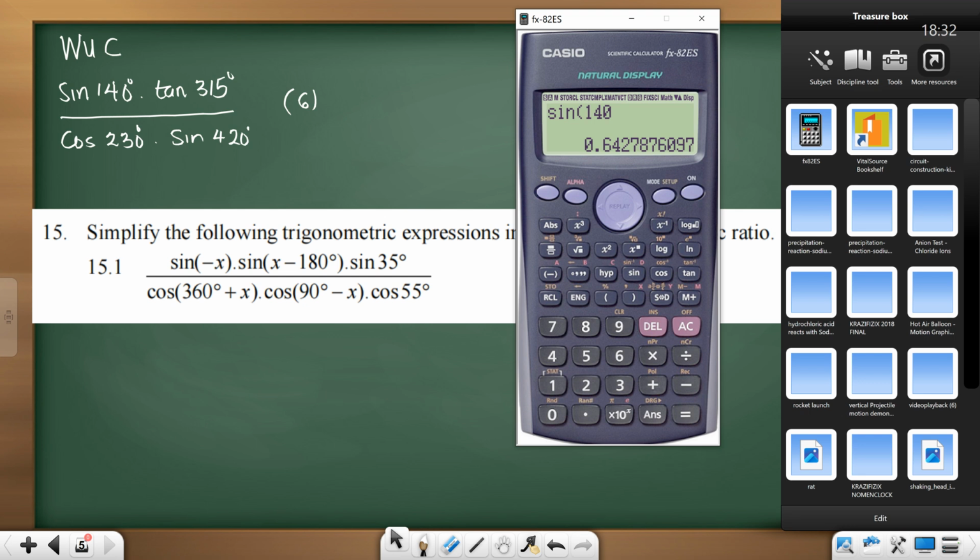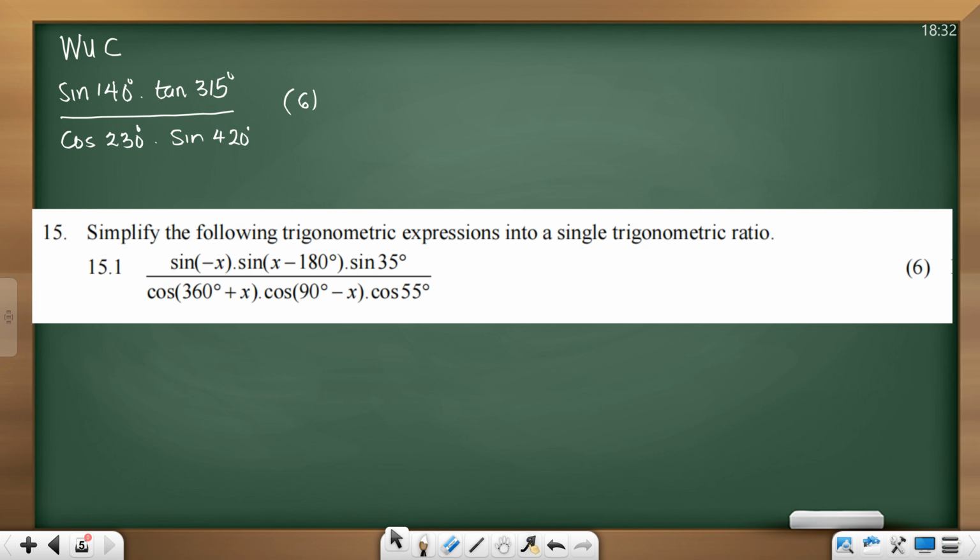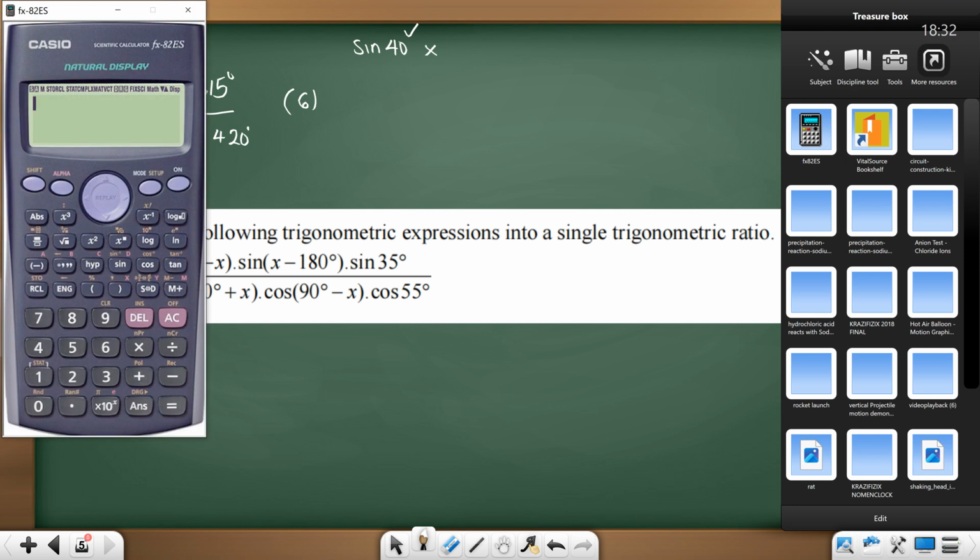Okay, let me do this now. Shift, sine what? Answer. What's your answer? Sine 140 equals, shift sine, answer. What are we getting? 40. So what's my first angle there? Sine 40. Do you know I'm already on 1 mark out of 6? Multiplied by tan 315. Quickly.